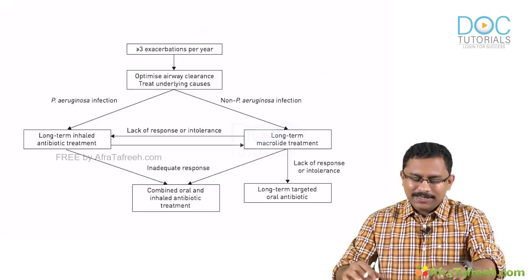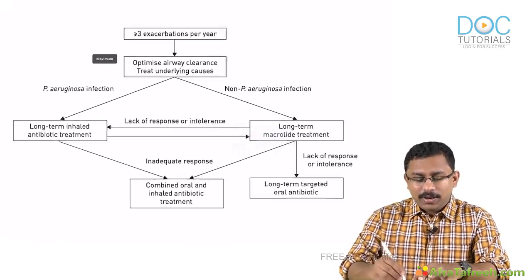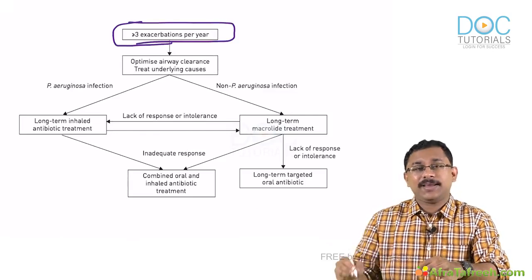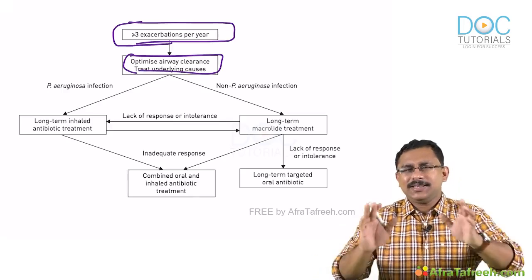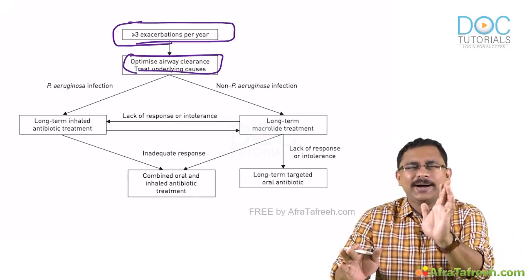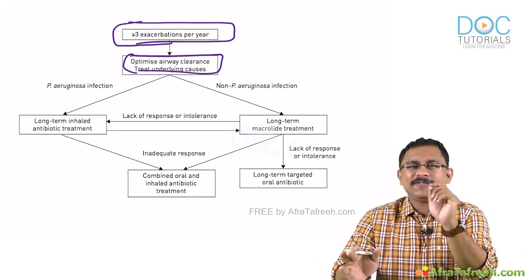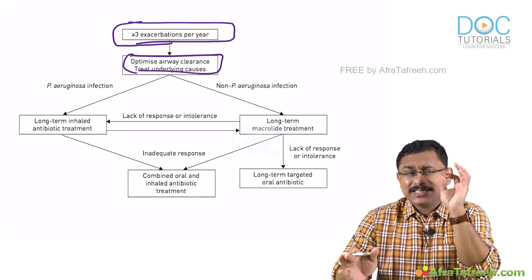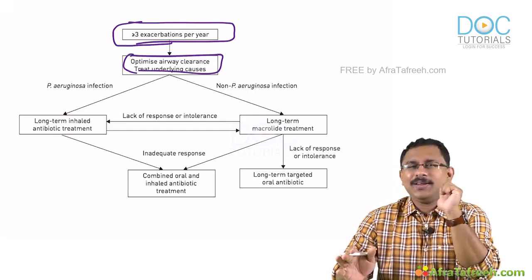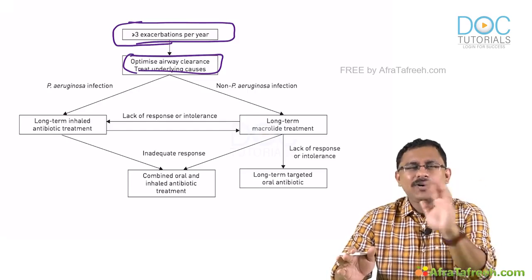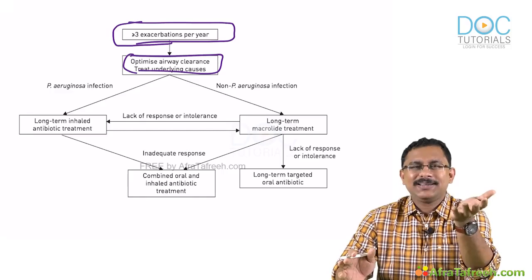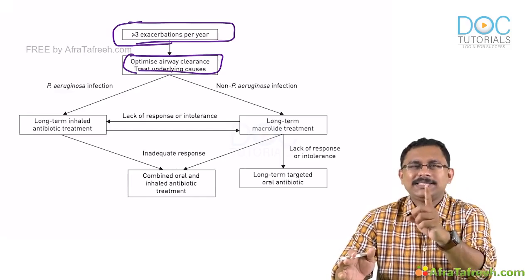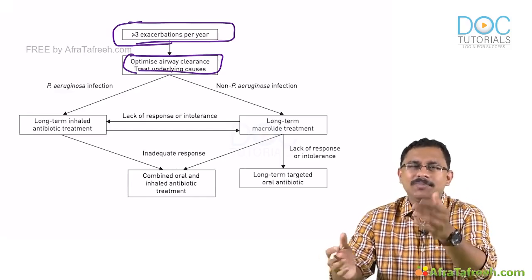In such a patient, the guideline says that if there are three or more severe exacerbations per year, then in addition to optimizing your airway clearance, which has to be done by a trained, experienced physiotherapist because it is such an important part of the treatment of bronchiectasis, never to be neglected. Don't think that it is just during the hospital stay of the patient that you do the chest physiotherapy. It's a chronic disease, which means it warrants a long-term treatment as well.